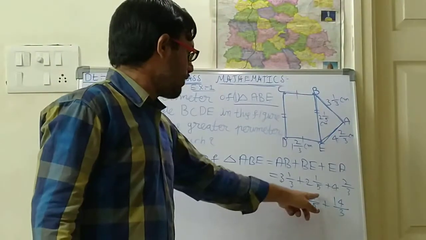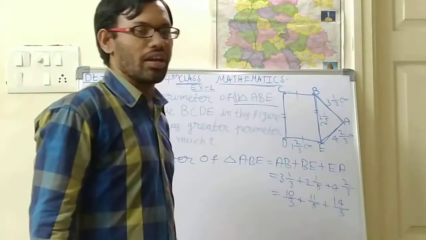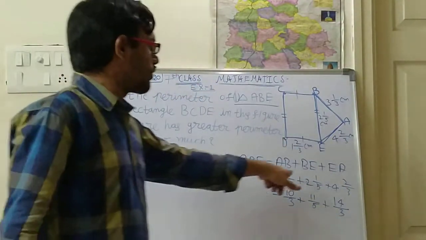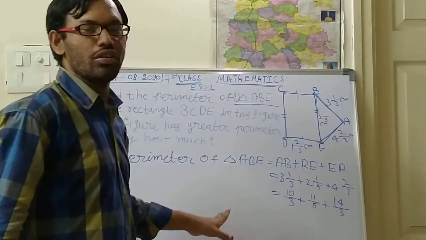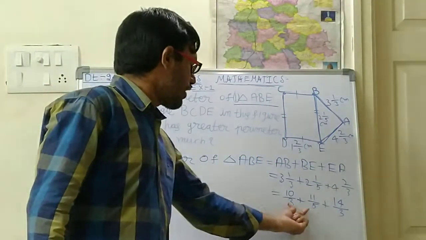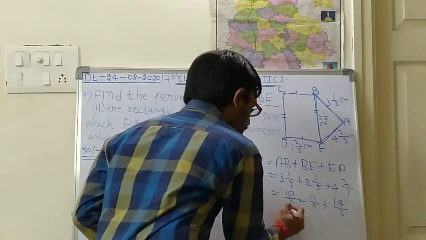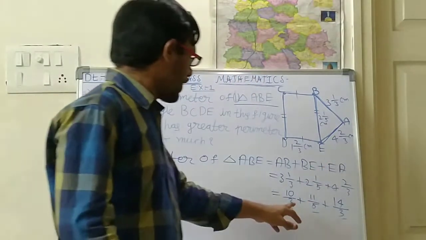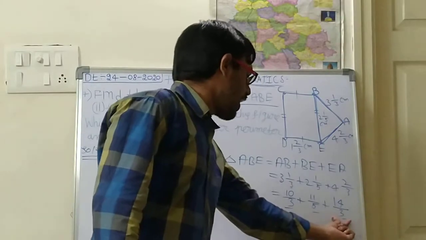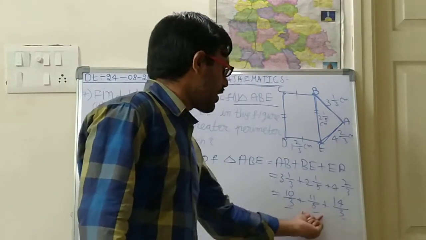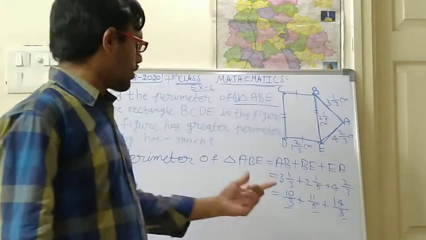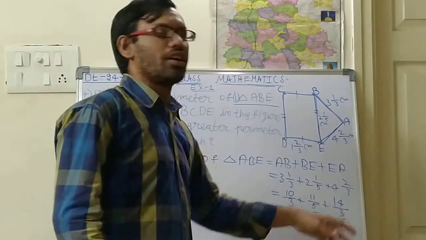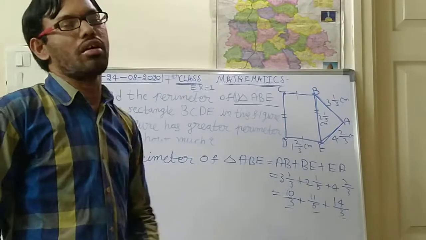So 10 by 3, 11 by 5, 14 by 3. Here, if you want to add these three, perimeter means adding the three sides. To add, the denominators should be the same. The first one and the last one are the same, 3, but the middle one is 5. So that's why you should change these three denominators to one common denominator.